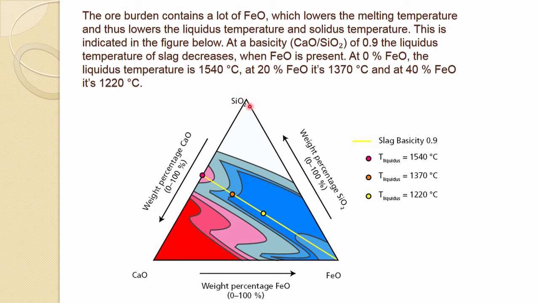So, as I said, SiO2 percent decreases in this direction, similarly FeO percentage decreases in this direction and CaO decreases in this direction. So, 100% CaO, 100% FeO, 100% SiO2 are at the 3 vertices of the triangle. And the slag basicity which we have said is 0.9, which is a typical one in the blast furnace upper region. So, this is the line showing the constant slag basicity of 0.9.